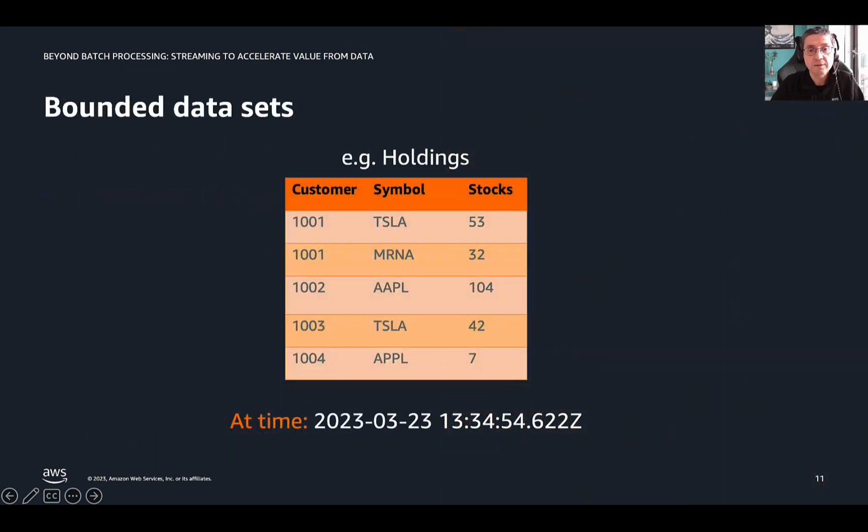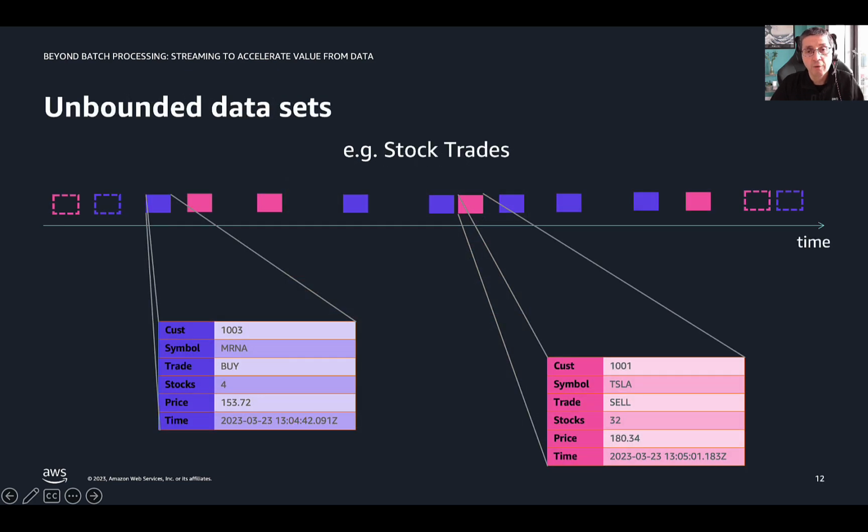A bounded dataset, a table, often represents a snapshot of the state of the system at a given point in time. The content of the table may change over time, of course, but at the given time we can know it completely. Conversely, an unbounded dataset or a stream is a sequence of discrete messages or events. Stock transactions in this example. Each event is independent from the others, and each event usually has a timestamp representing when the business fact has happened, the transaction execution time in this case.